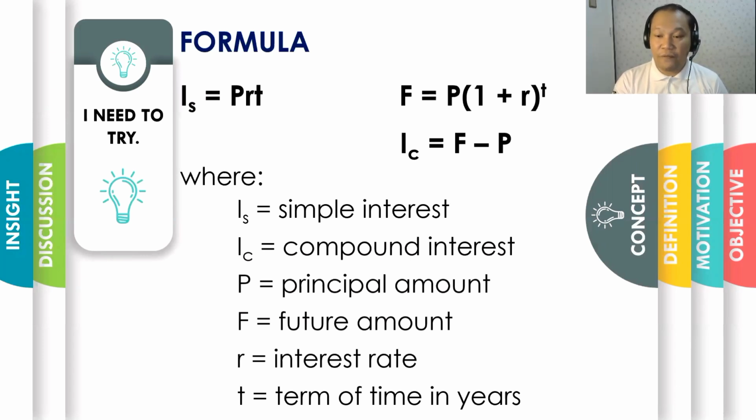F stands for future amount, meaning to say, what will be the maturity value? Magkano ang matatanggap ni Peter at ni Jose after 3 years? Kung ikaw naman ay nangutang, magkano ang total na ibabalik mo sa iyong pinanghiraman? That is a combination of the principal and the interest.